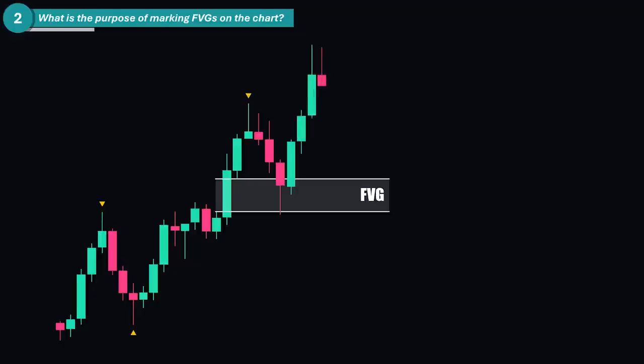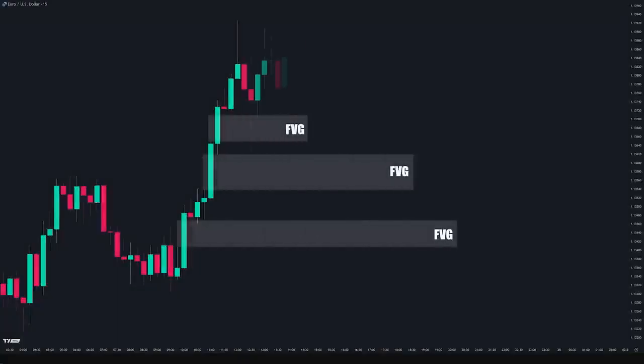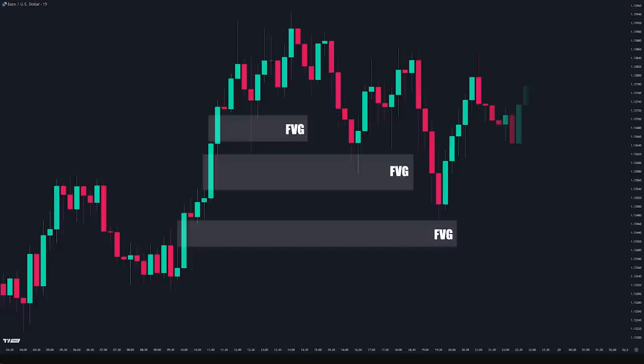Here on the euro-dollar 15-minute chart, notice how many times the price returned to the fair value gaps before continuing in the same bullish trend. This repeated retest of the zone suggests that the market is filling the imbalance before resuming its upward movement.